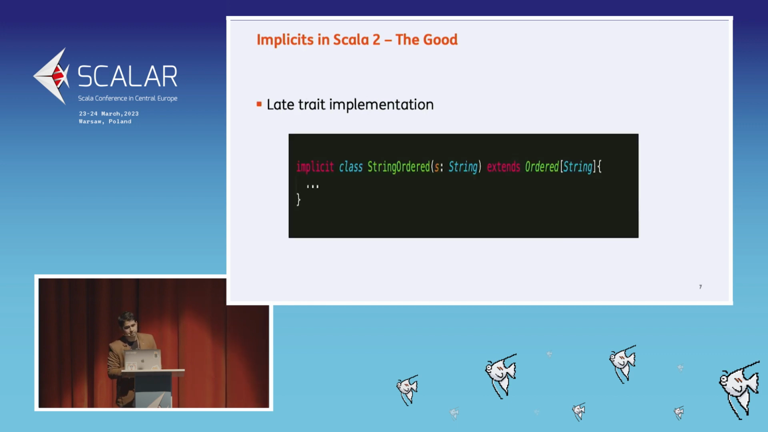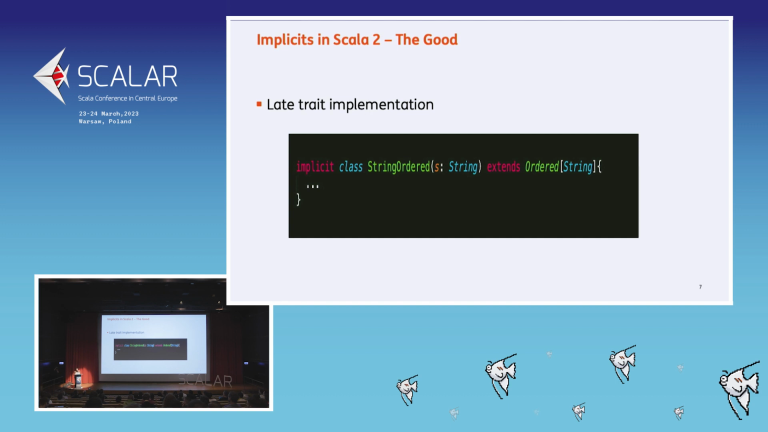So the idea of this pattern is that you want to implement a trait in an existing class. And for that, you would use an implicit keyword. So for example, in this snippet, you're seeing that to the string class, we are adding the order trait. And this is the original reason why we had implicits in Scala in the first place.